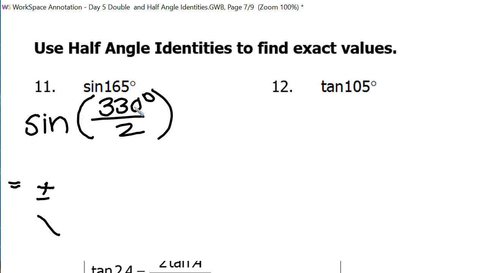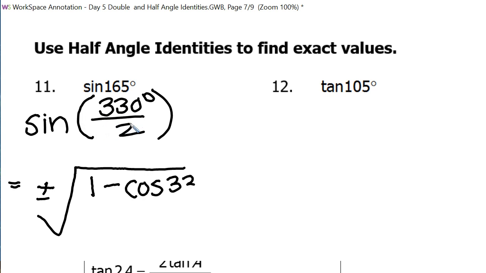Now for the numerator, we're going to have 1 minus cosine theta. So 1 minus cosine of theta, where theta is 330 degrees. And in the denominator of the formula, we'll have a 2. So 1 minus cosine theta, 2 in the denominator.